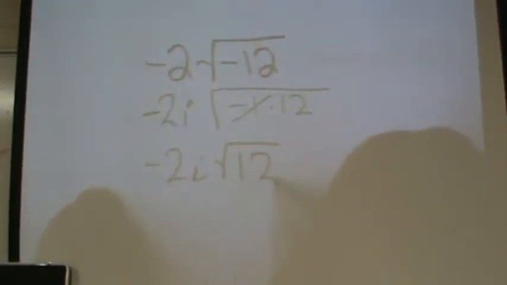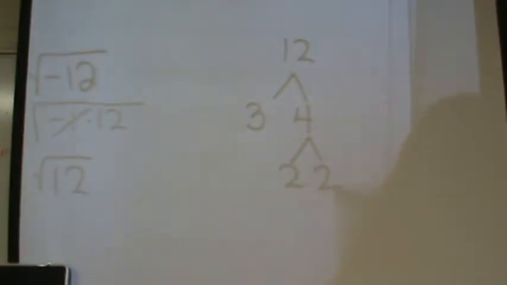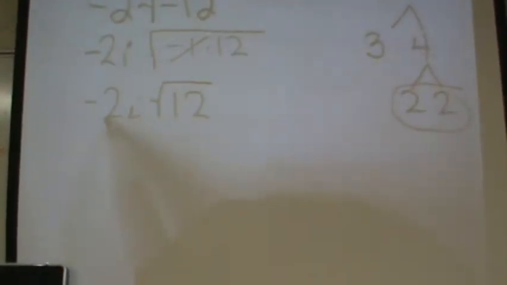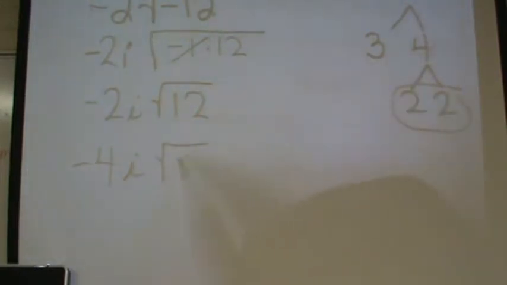Are you with me? Now the 12, you go like this, 12. What times what is 12? 3 times 4 is 12, and 4 is 2 times 2. So every time you have 2 of a kind, look, there's 2 2s there. So that 2 is going to come out. What do we do with the 2 and this -2? Multiply. So you get -4i and then root 3. This stays. This is out. Okay?